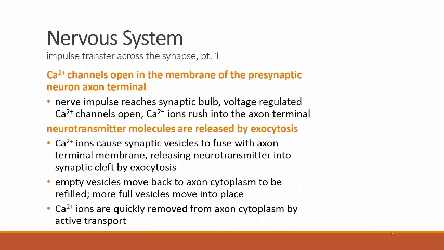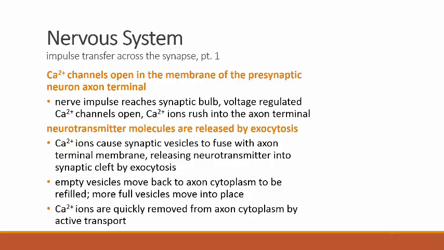So how do we send information across this synapse? What are the steps that are required? And as you go about storyboarding the information about how an action potential is being sent, I want you to also include how we get that signal across the synapse as well.